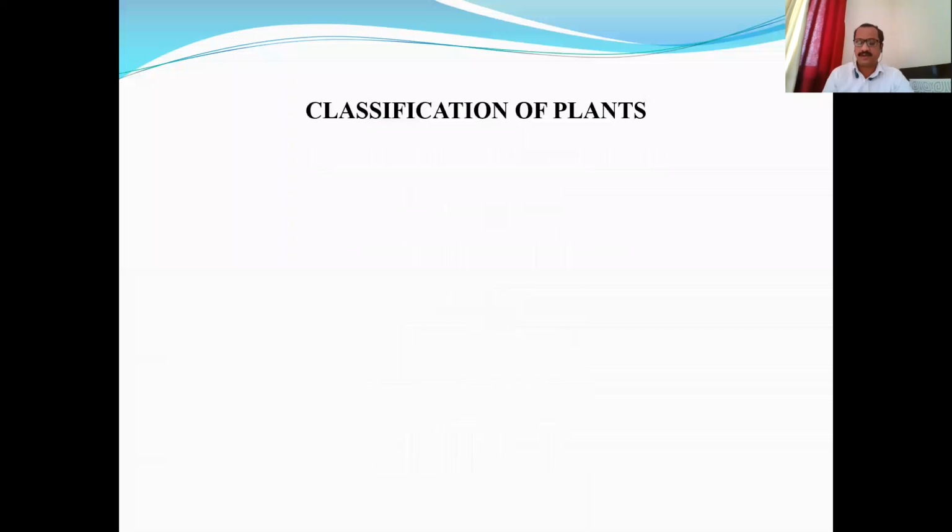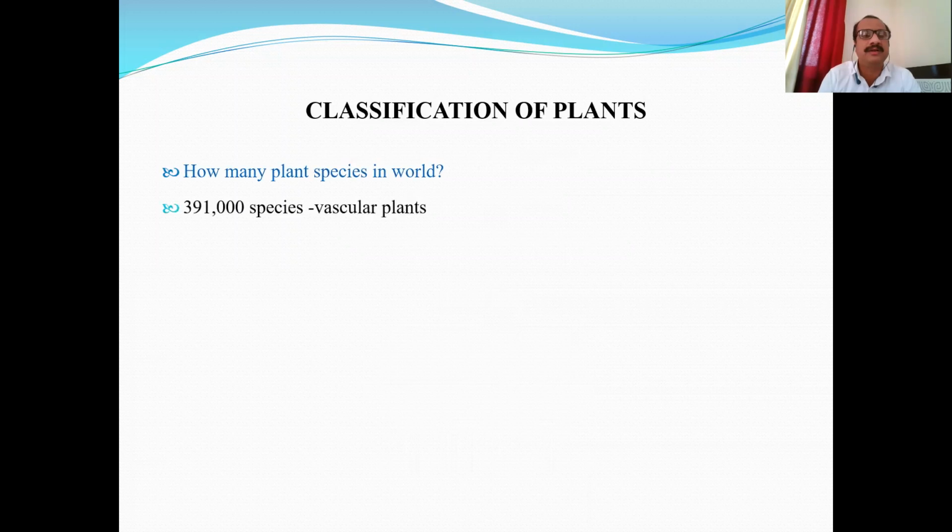So, classification of plants. Do you know how many plant species there are in the world? There are about 4 lakh different species of plants in the world. You can see here, 3,91,000 species of vascular plants, higher plants. Non-vascular plants are not included in this list.